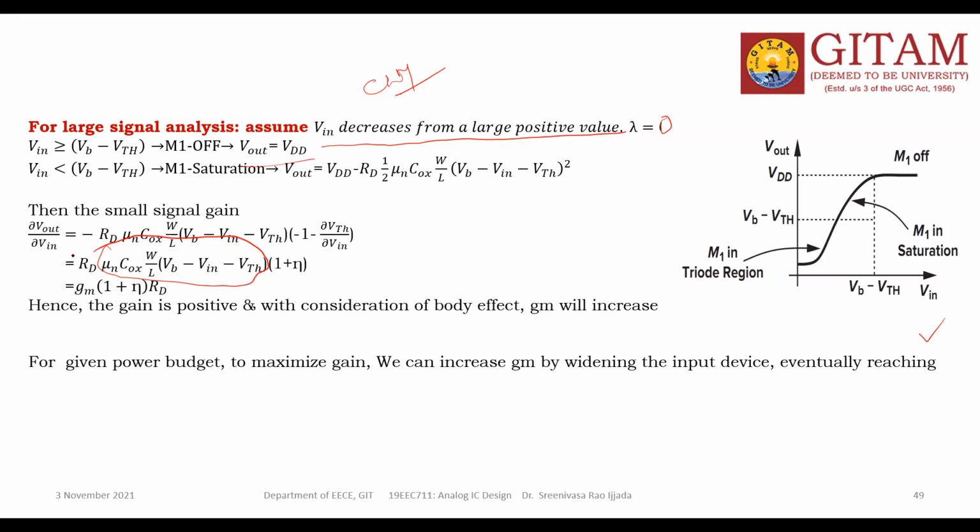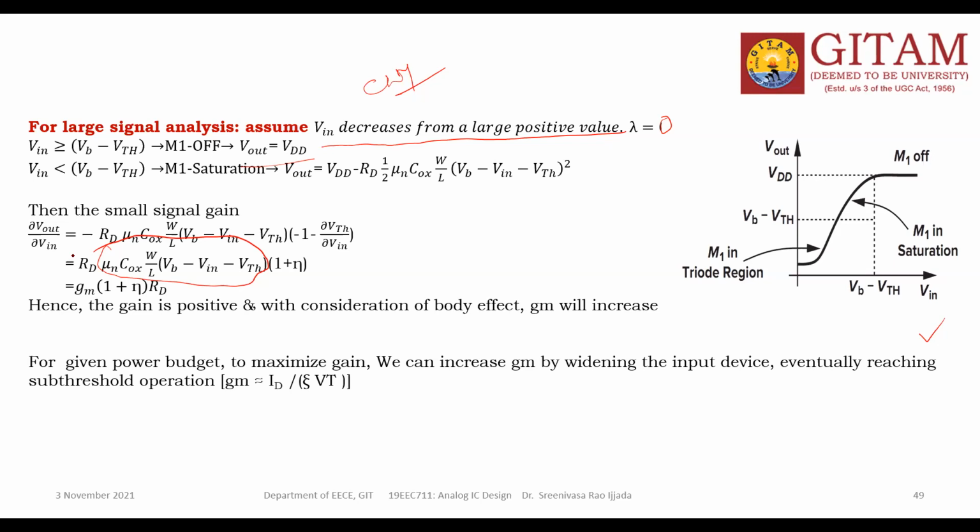To maximize the gain, we can increase the GM by widening the input device, eventually reaching subthreshold operation, where GM is equal to ID by eta times the thermal voltage. My question is, how to maximize the gain without touching the input voltage or the load resistance? That is the important point here.